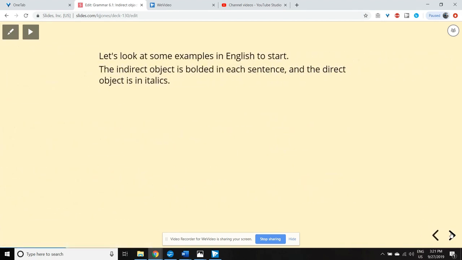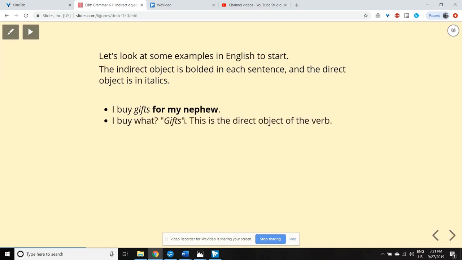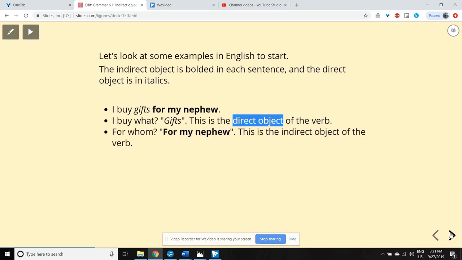Let's see some examples in English to start. This will really make clearer the point that I'm trying to present to you. So in the sentence that follows, the indirect object is bolded and the direct object is in italics. Again, we're going to work in English first. So here's our sentence. I buy gifts for my nephew. Okay. I buy what? Gifts. Thus, gifts is the direct object of the verb, right? For whom? For my nephew. Thus, for my nephew is the indirect object of the verb buy. Okay?